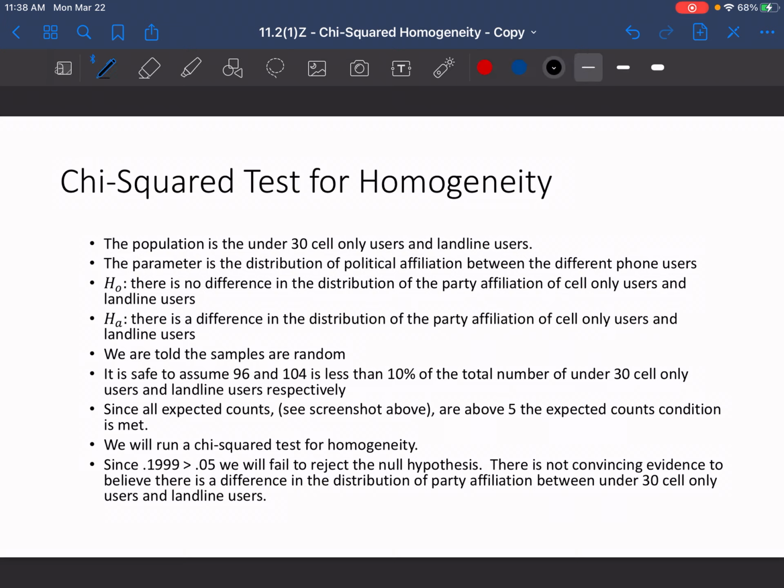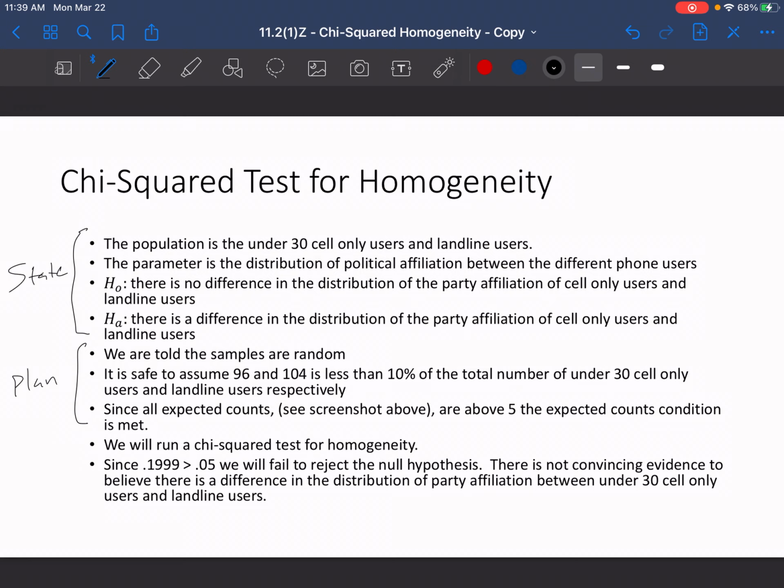So we want to state our parameter, which is the distribution of political affiliation between the different phone users. And then we also need to state our null and alternate hypotheses. Our null hypothesis is that there is no difference in the distribution of party affiliation of cell-only users and landline users. And then our alternate hypothesis is that there is a difference in the distribution of party affiliation of cell-only users and landline users. From there, we would need to plan. So we would need to check to make sure that it is random. We are told that the samples are random.